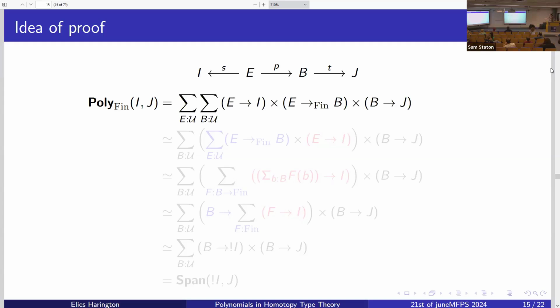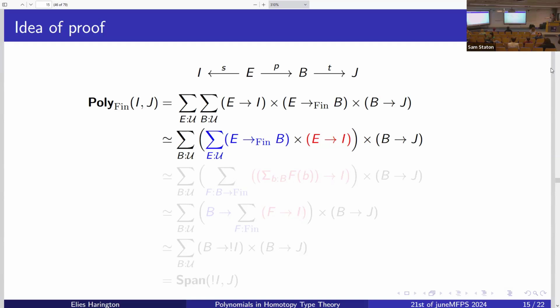So first, a finite-fiber polynomial between I and J is by definition the data of 2 types E and B. So this is here, a map from E to I, a map from B to J, and a map from E to B with finite fibers, which is what this notation here means. We can just reorder these things. I'm just putting this here and this here, and the E comes here, and the B comes here. This is just reordering a tuple.